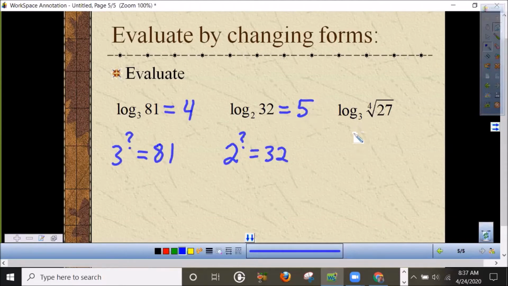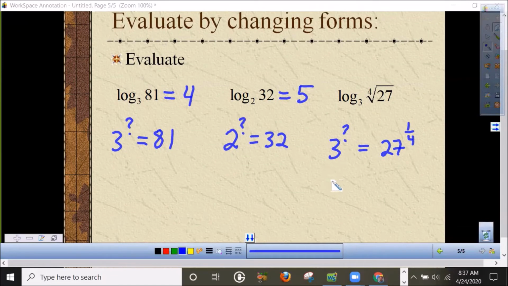This one looks a little tougher. Log base 3 of the 4th root of 27. So our base is 3. We're looking for a power that will get us a result of 27 under a 4th root, or we could say 27 to the 1/4 power.